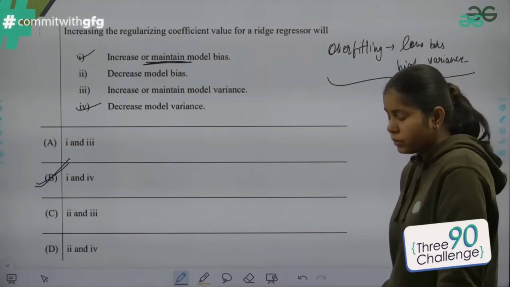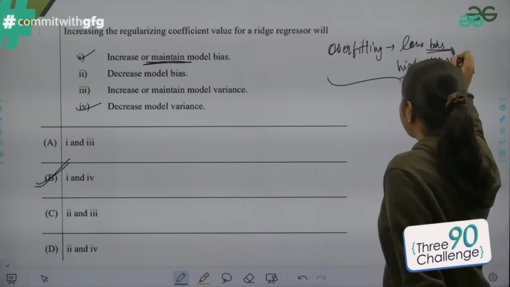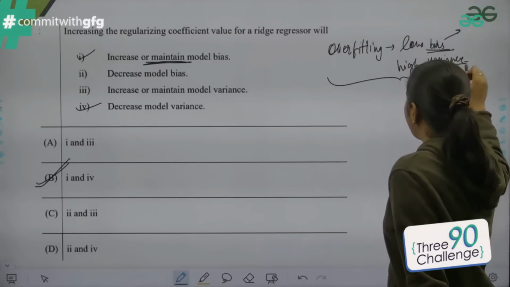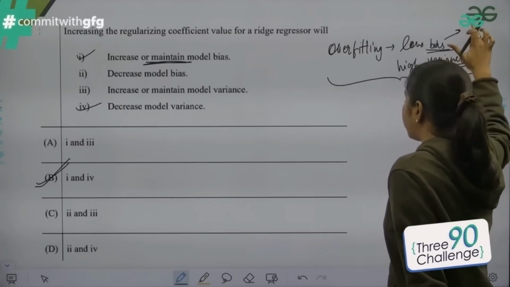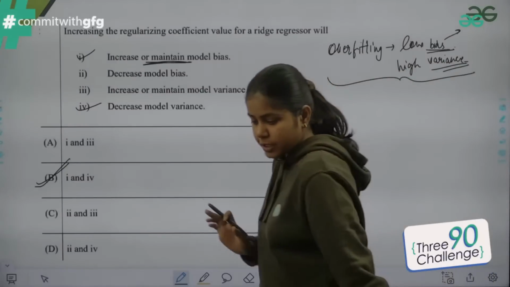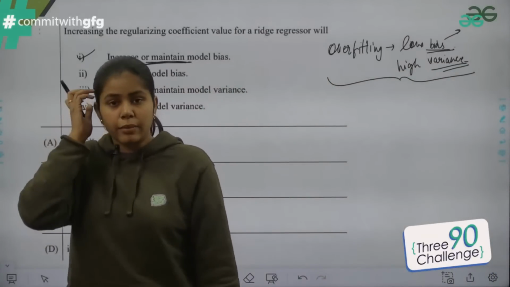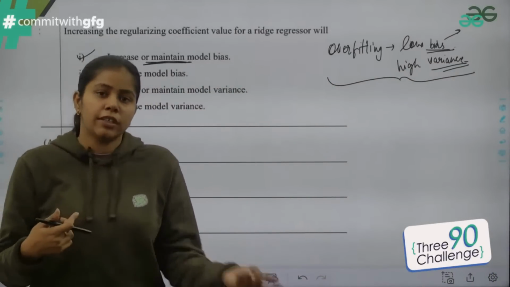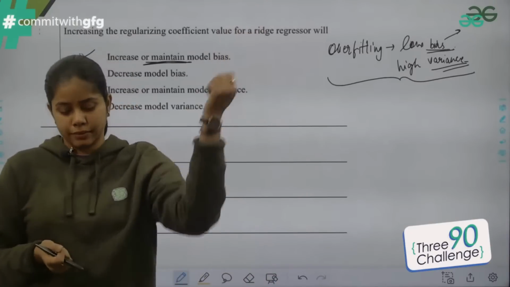Just let me know, guys. I'm again telling you that bias means that we are getting training error, and variance means I am getting testing error. That means my model is performing differently on different data sets on testing data.